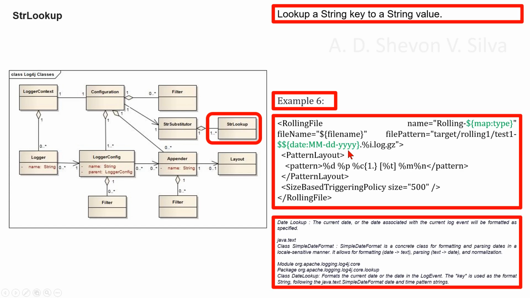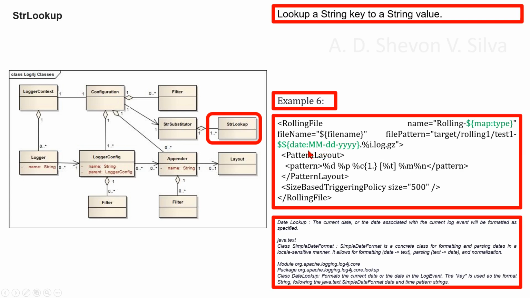The class DateLookup in package org.apache.logging.log4j.core.lookup in module org.apache.logging.log4j.core formats the current date or the date in the log event. The key is used as a format string following the java.text.SimpleDateFormat date and time pattern strings in the API.